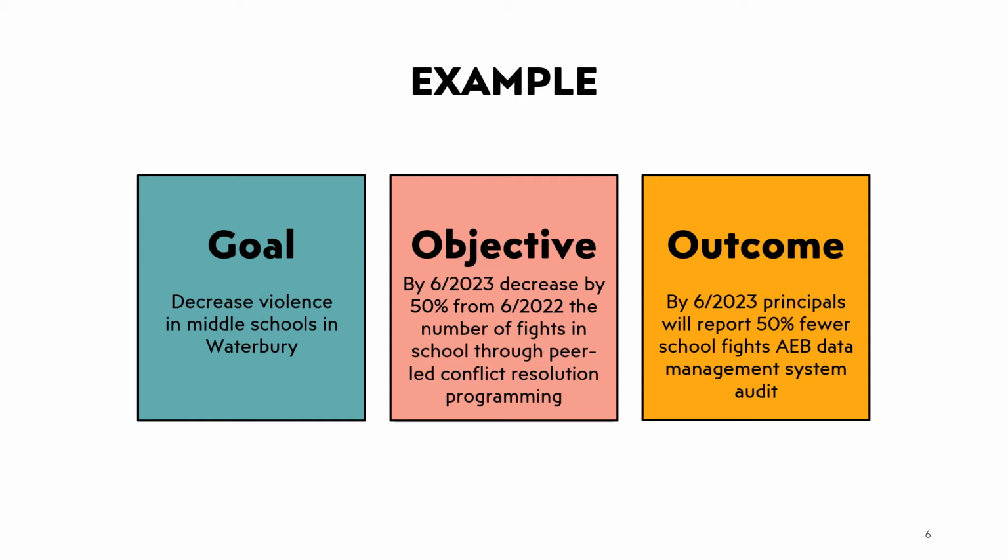An objective would be by 6/2023, we want to decrease by 50% from 6/2022 the number of fights in school through peer-led conflict resolution programming. So this is a SMART objective in that it's specific. So you're talking about you're decreasing the number of fights. If you decrease the number of fights, that's going to move you towards your goal of decreasing violence. It's measurable. So you're talking about decreasing by 50% in 1 year's time from 2022 to 2023.